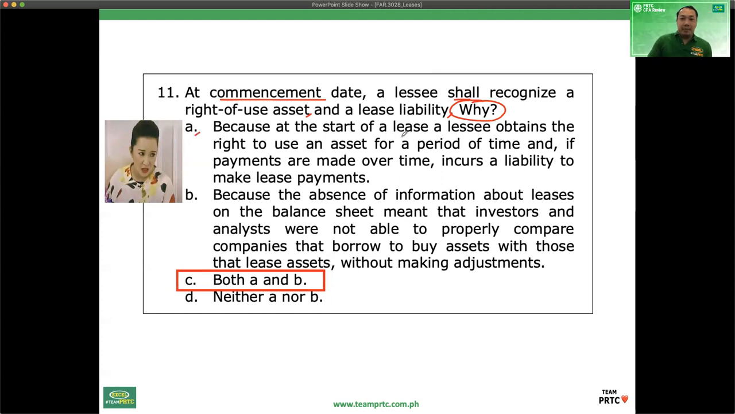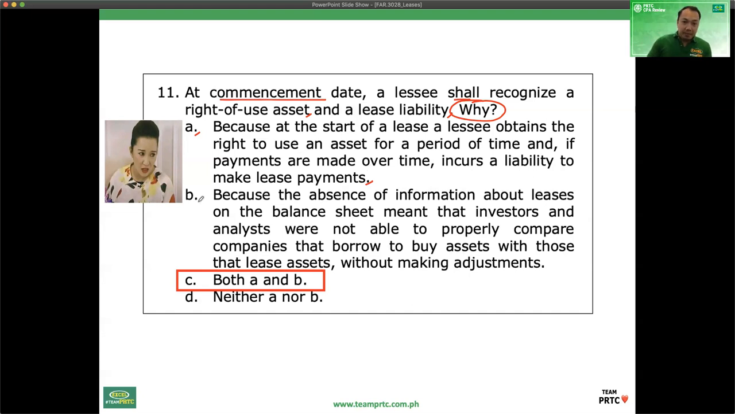Because at the start of the lease, a lessee obtains the right to use an asset for a period of time. So, meron siyang asset. And if payments are made over time, incurs a liability to make lease payments. So as noted earlier, yung lease na yan may na-create na right and obligation. So dapat mag-recognize ng asset para doon sa right, mag-recognize ng liability para doon sa corresponding obligation.